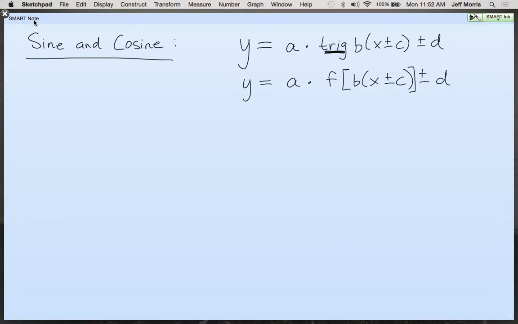What happened when you multiplied a function by A? Vertically stretches or shrinks. Very good. So if I put a 2 out here, it's going to stretch it by a factor of 2. If I put a half out there, it's going to shrink it by a factor of 1/2. All right? What does B do?